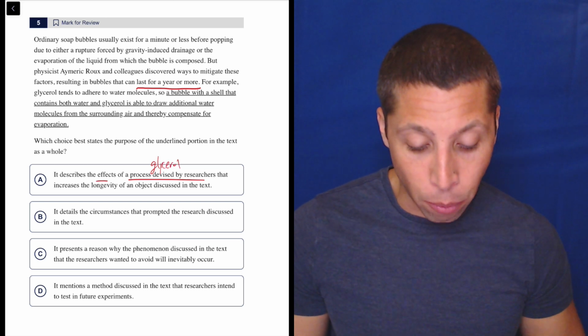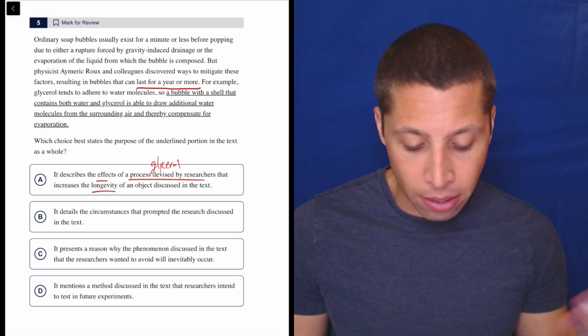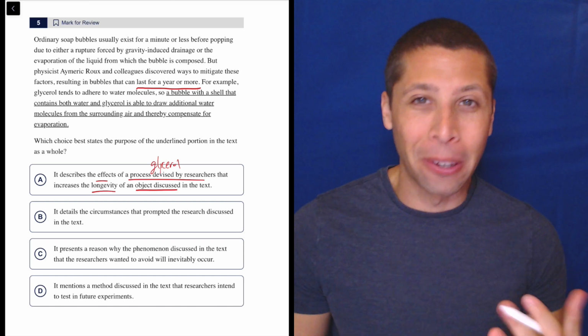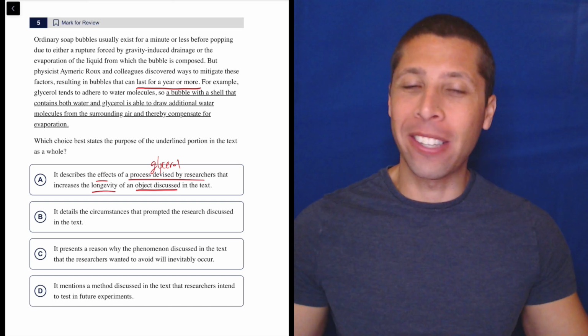What's the effect of that? Well, it increases the longevity. They say that. Longevity means how long something lasts. What's the object discussed in the text, the bubble? Notice how they're going out of their way not to mention any of the stuff that's in the passage.